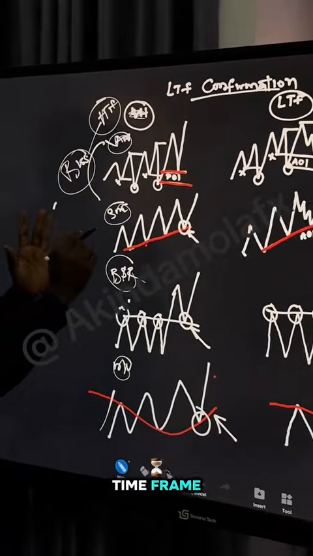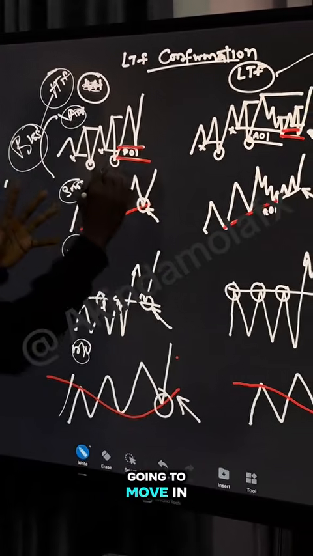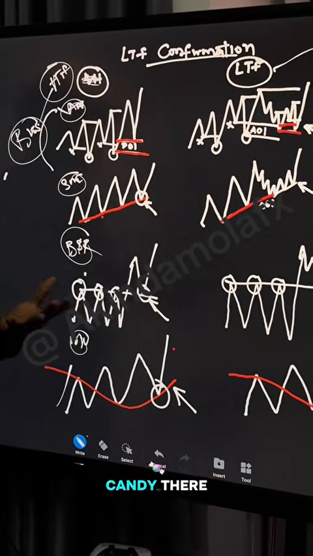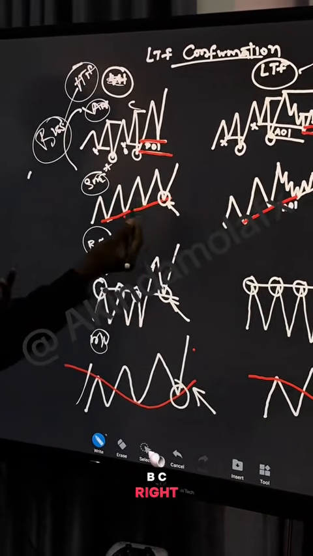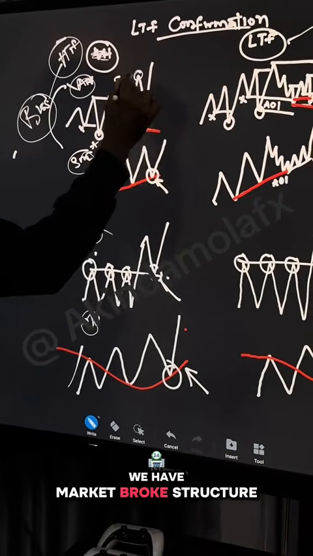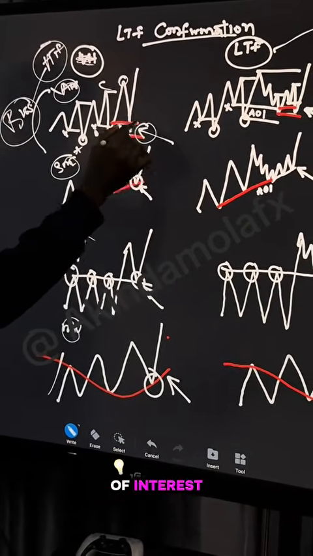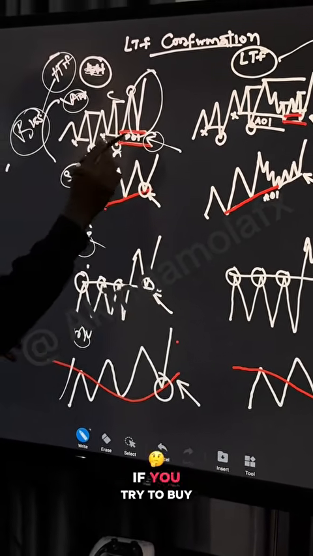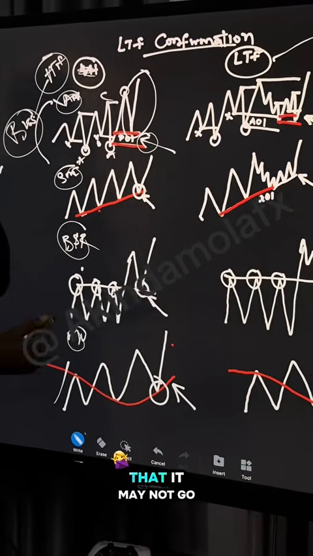On higher time frame, you tend to have less noise, which means the market is going to move as if it's moving straight in a direction because you have fewer candles there. So looking at this, we have A, B, C, right? So after that, we have again A, we have market broke structure, okay? So now, this is our point of interest. And you can see on a higher time frame, what do we have? The market bought from there. If you try to buy from here, there's a high tendency that it can go your way. There's a high tendency that it might not go your way.